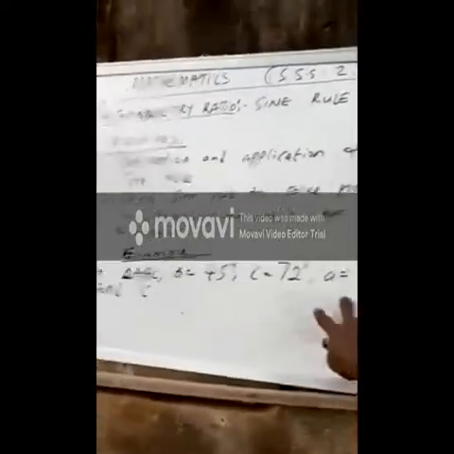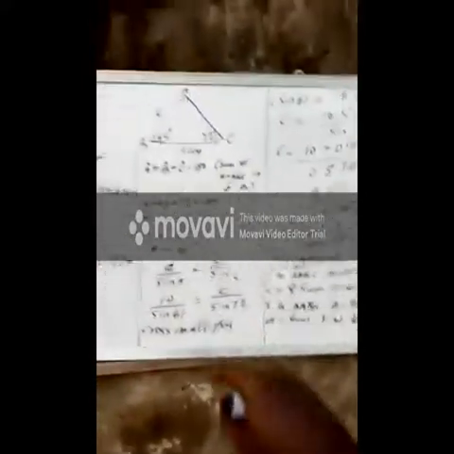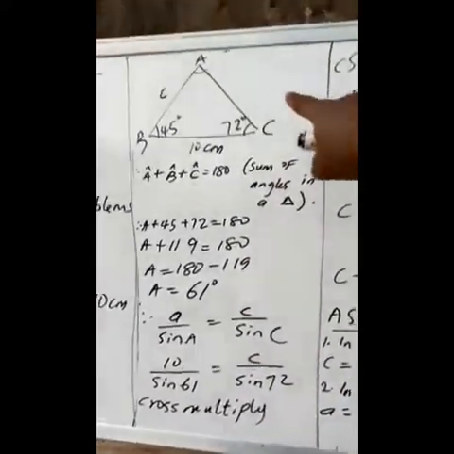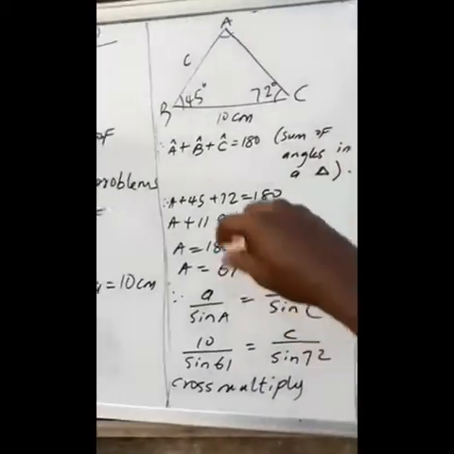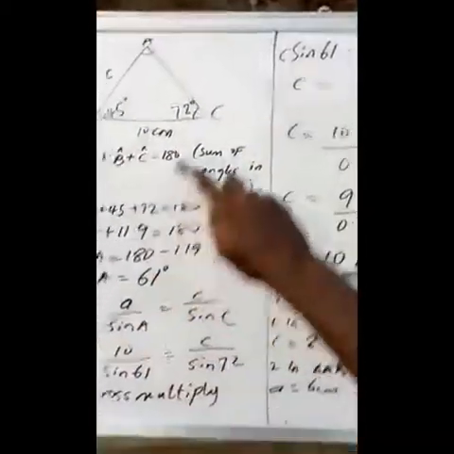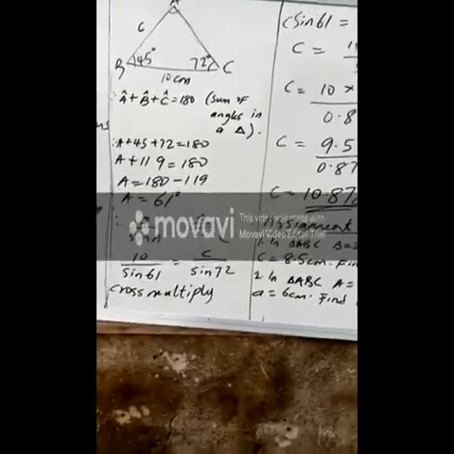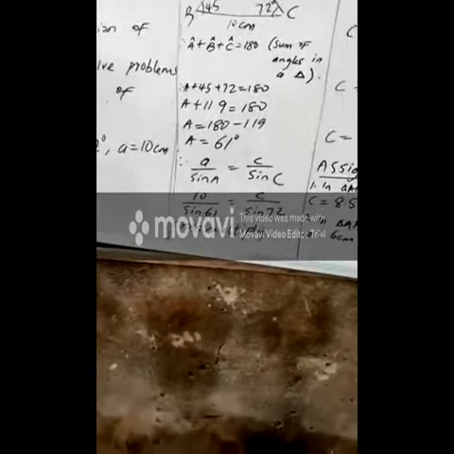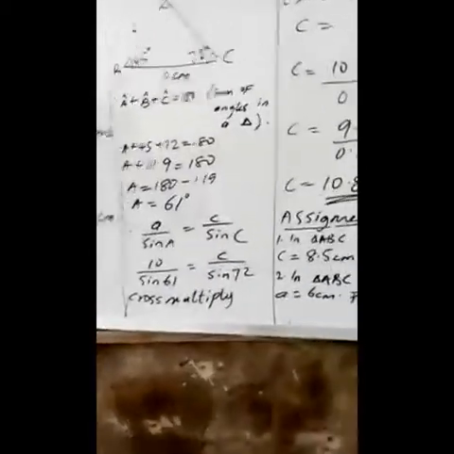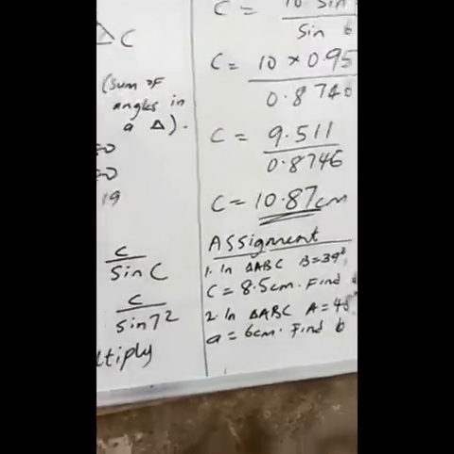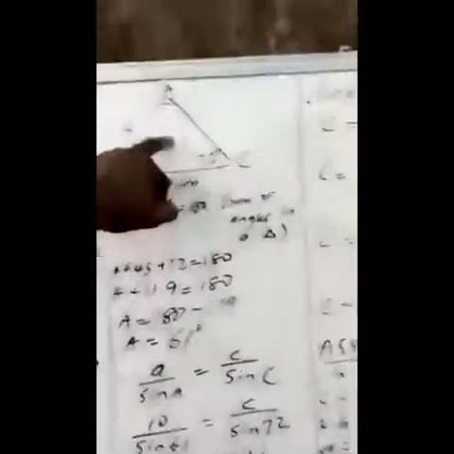The first thing to do is to produce this information on a diagram. Let's see the drawing, triangle ABC. Angle B is 45, angle C is 72, and angle A we don't know. Like I said, the rule can only be used when two angles and a side, or a given angle, is known. Now we are looking for c, and we only have side a, whose angle is not given.